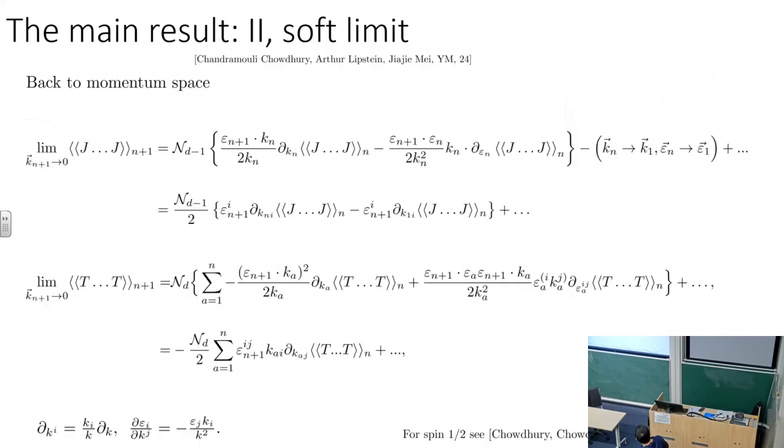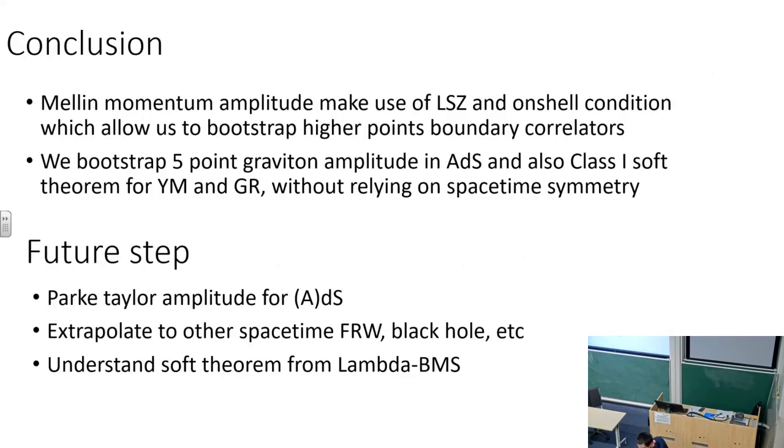So I think this is the final thing I want to say. Okay, so here is the conclusion. We basically introduced the Mellin momentum formalism, which makes use of the on-shell condition and also LSZ. This allows us to bootstrap the higher-point boundary correlators. The correlator doesn't have to be a CFT correlator. It can also be a correlator in the theta background.